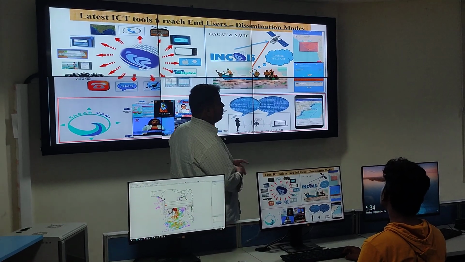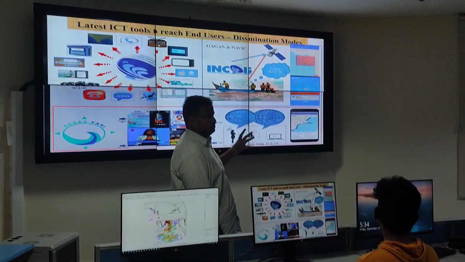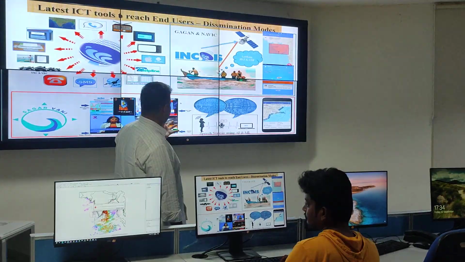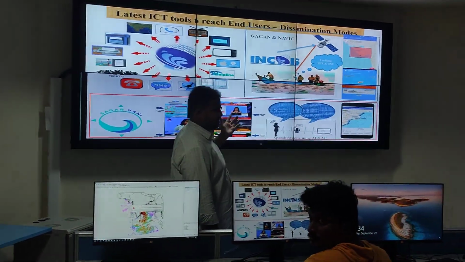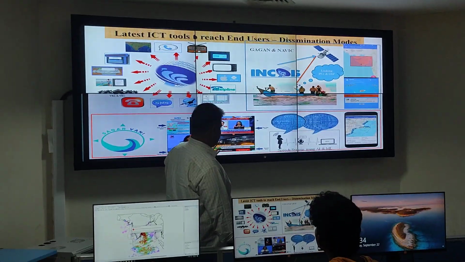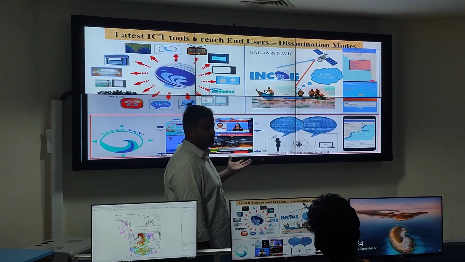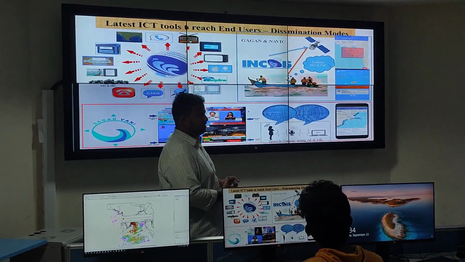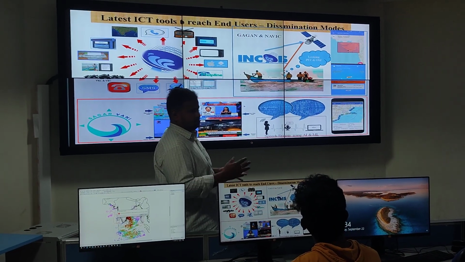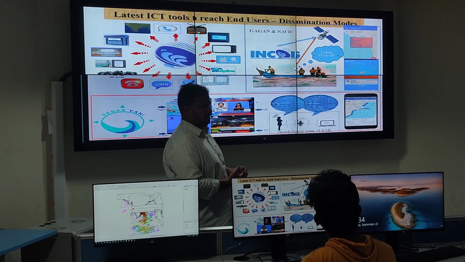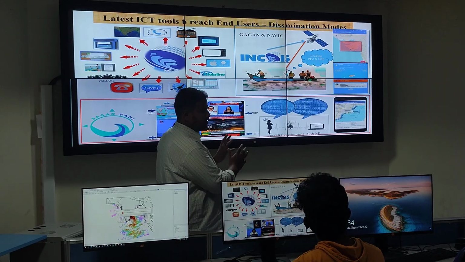And as you know, not only via website but through conventional dissemination modes, we issue SMS, fax, all the dissemination modes. Recently we have developed the Samudra app. I think you know about that. I suggest you all install this Samudra mobile app. There all this information is embedded into one mobile app.